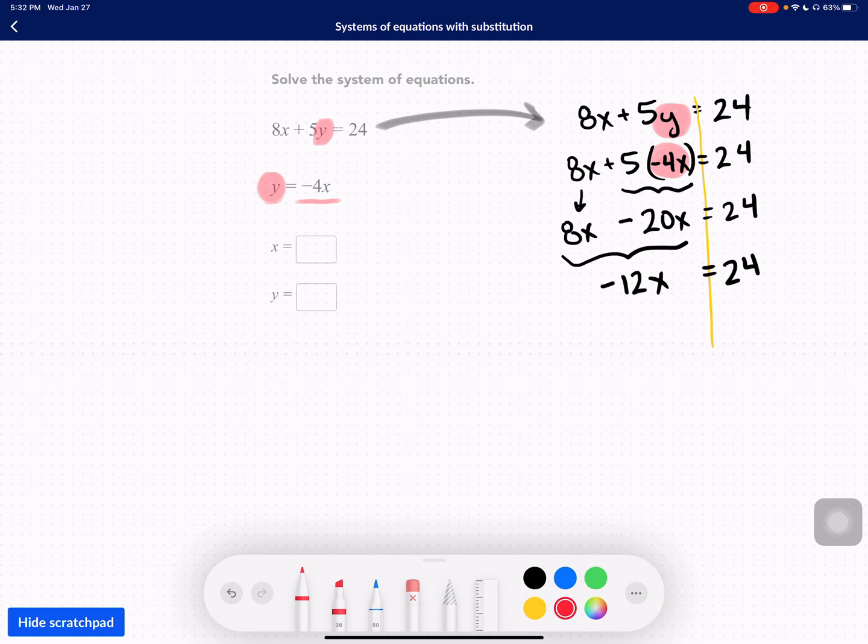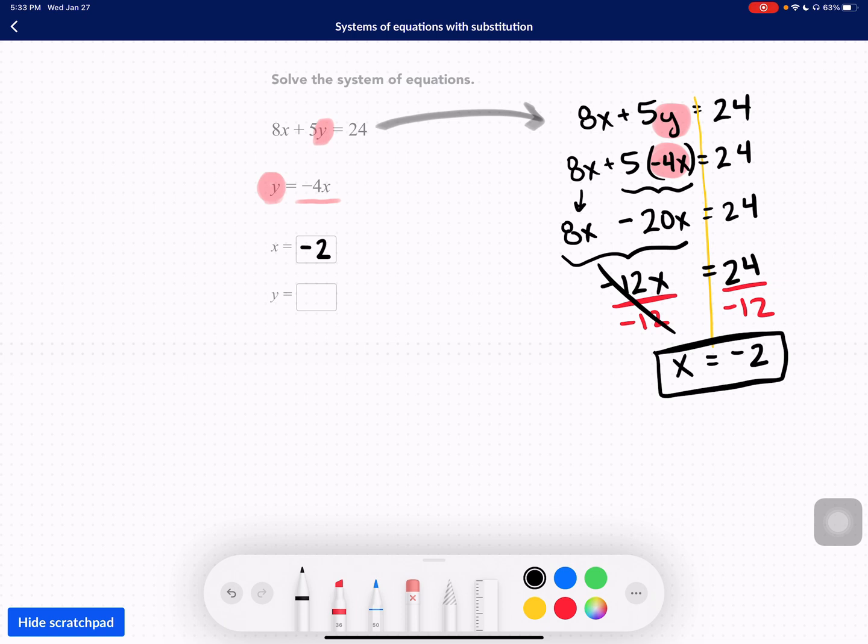So now we have to get the x by itself. So divide both sides by negative 12. Negative 12 divided by negative 12 is just 1x equals negative 2. 24 divided by negative 12 is negative 2. So now I know that x is negative 2.